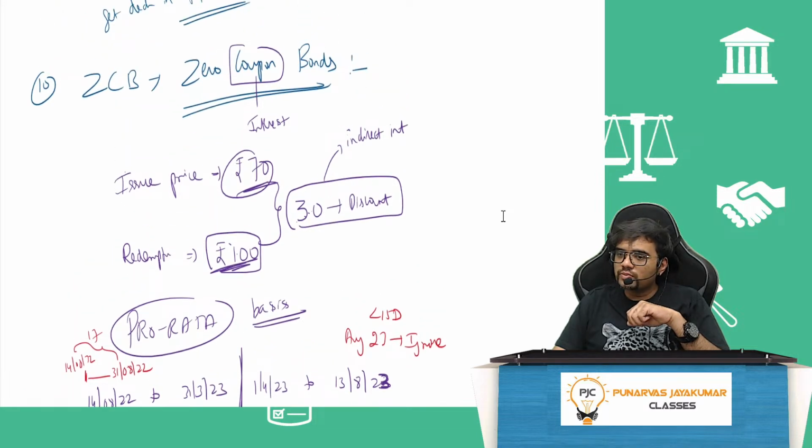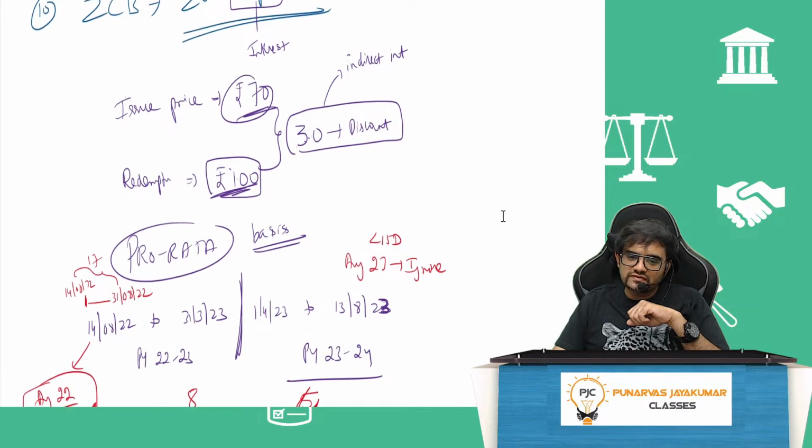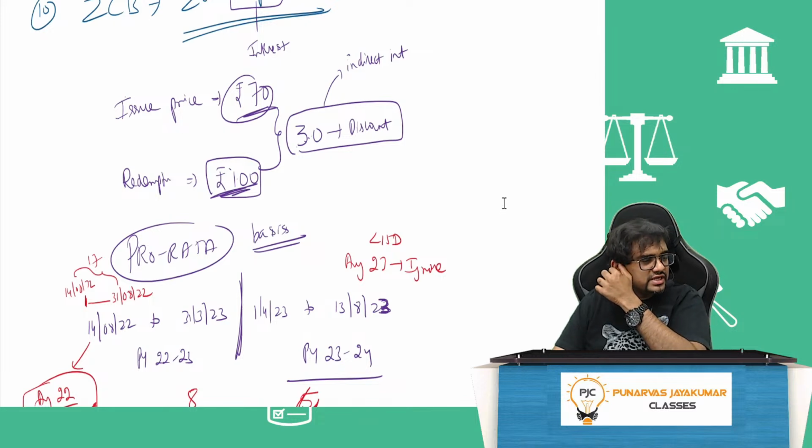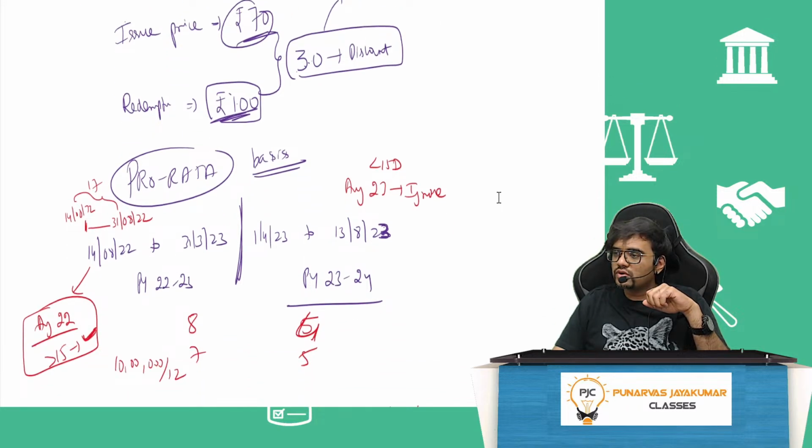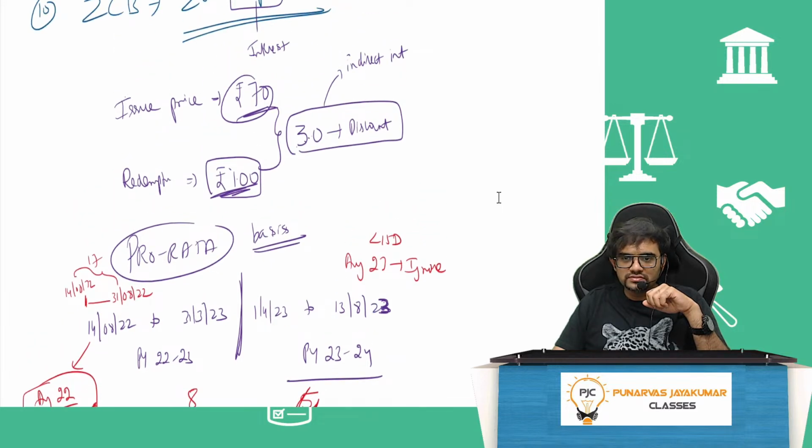Next is zero coupon bonds, ZCB. If the issue price of the ZCB is 70 and the redemption price is 100, what is the discount allowed? 30. That 30 will be allowed on a pro rata basis for the tenure of the ZCB. Say you have issued 1000 ZCBs: 30 into 1000 is 30,000.